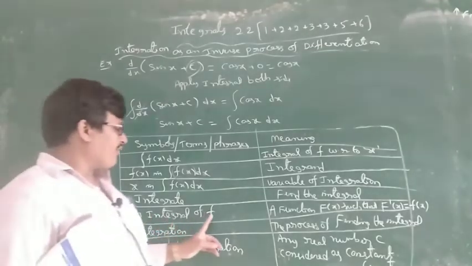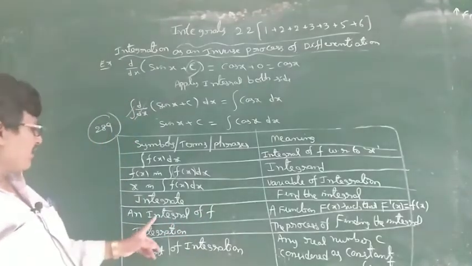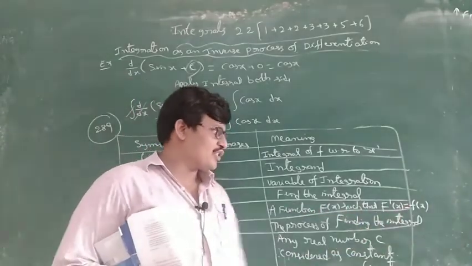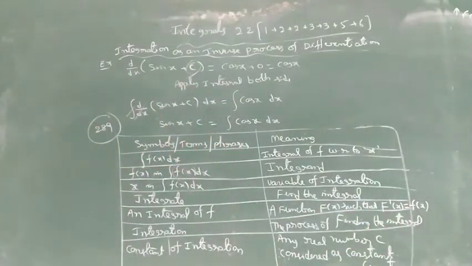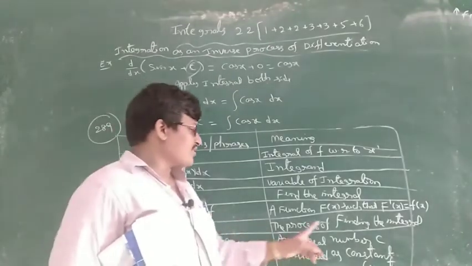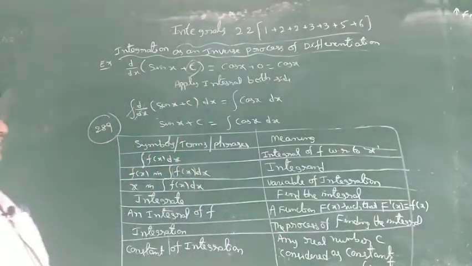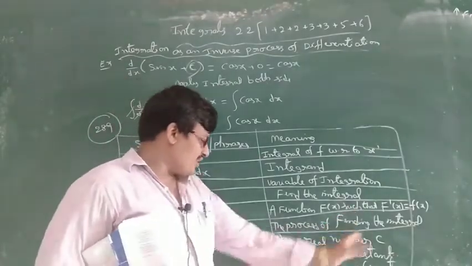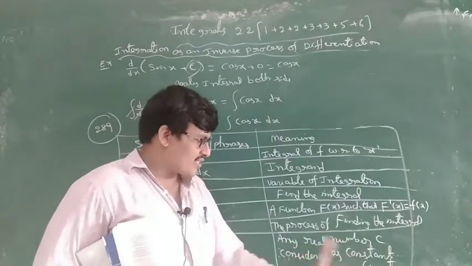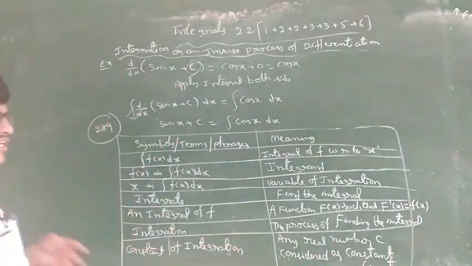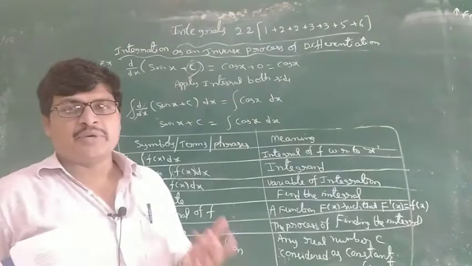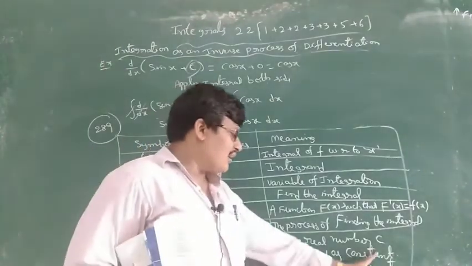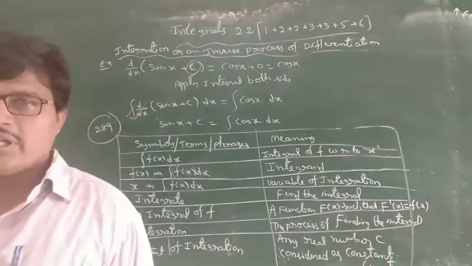An integral of f means a function capital F of x such that F dash of x is equal to small f of x. Integration is the process of finding the integral. Constant of integration is any real number C considered as a constant function. Any real number like 2, 3, 4, that constant value is considered as a constant function. This is the table.